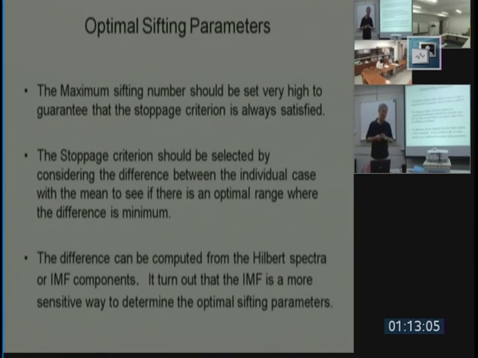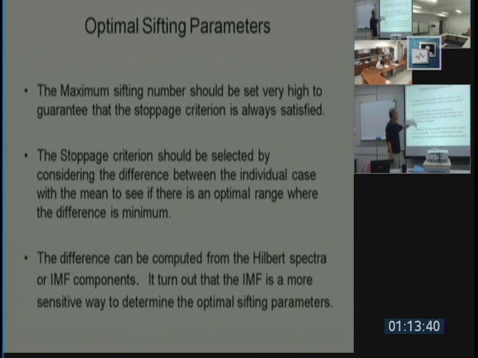What do we learn from this? We learn that we can actually establish a confidence limit. We can feel good, we can feel confident about what we got. But an extension of that is to find the optimum sifting criteria, the sifting parameters. The moral is that the maximum sifting number should be set very high to guarantee that the stoppage criteria is always satisfied.